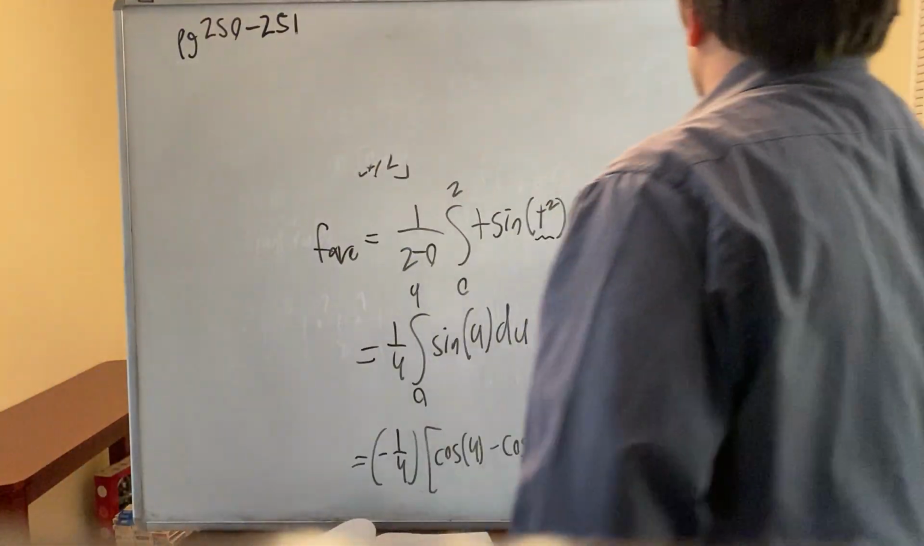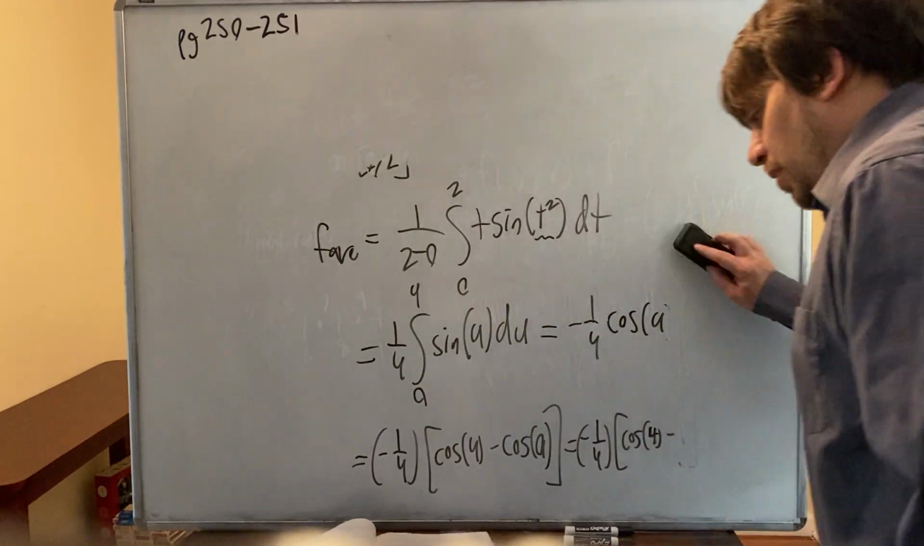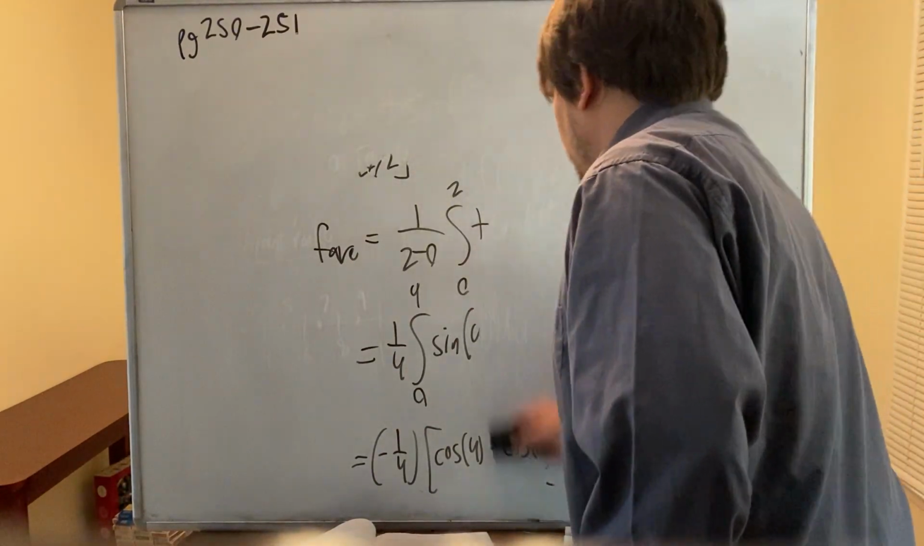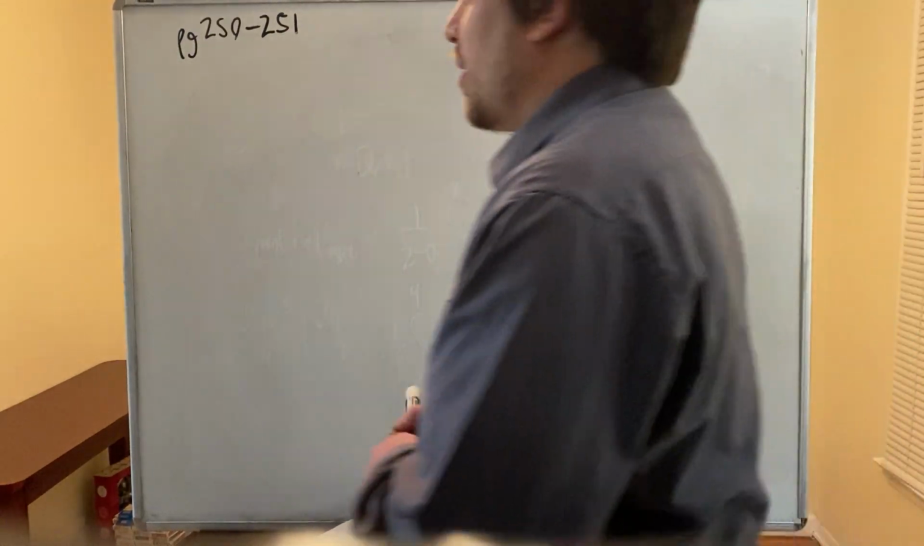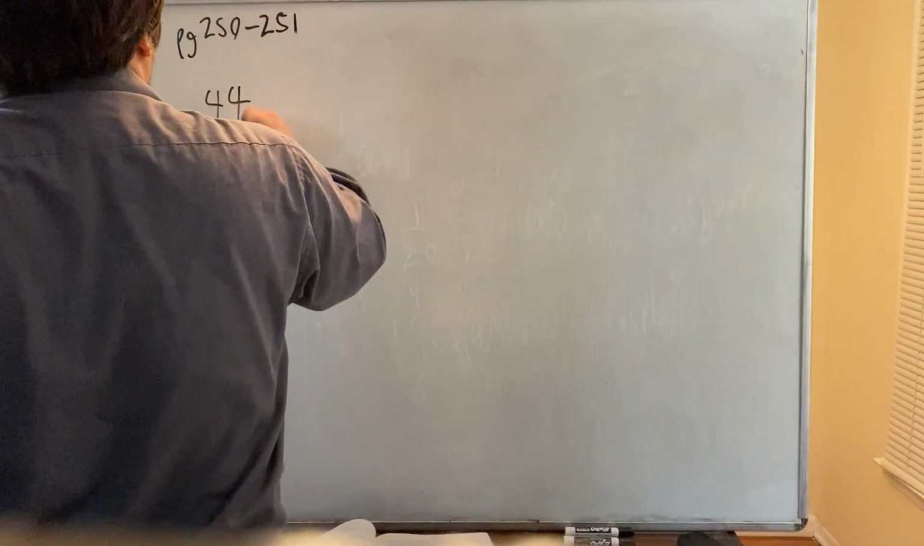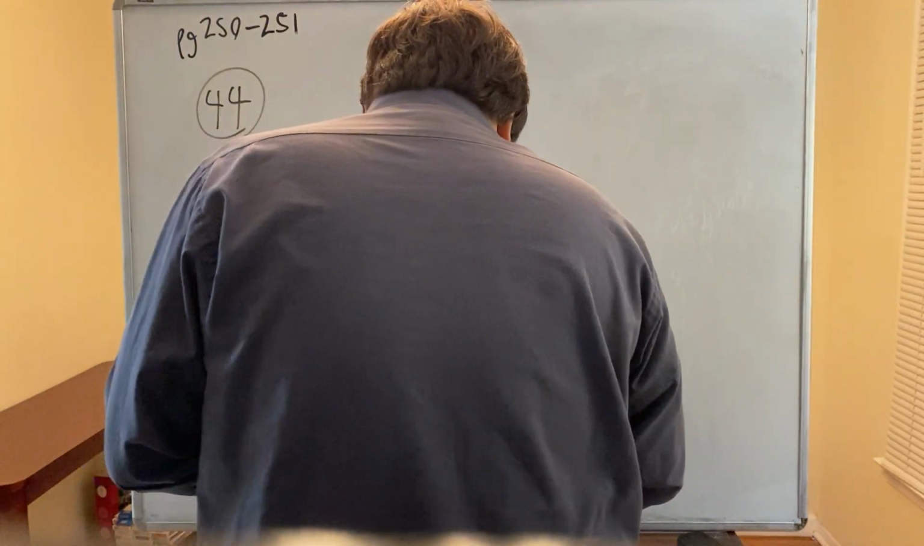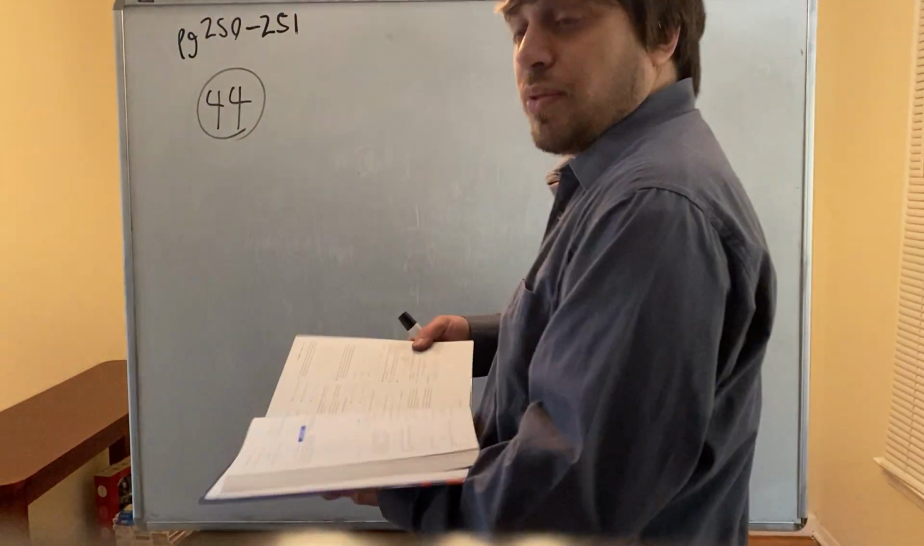So looking at the review problems at the end of this chapter, there are 44 problems. Let's do the last one. Let's do number 44. Okay, so number 44 is evaluate.